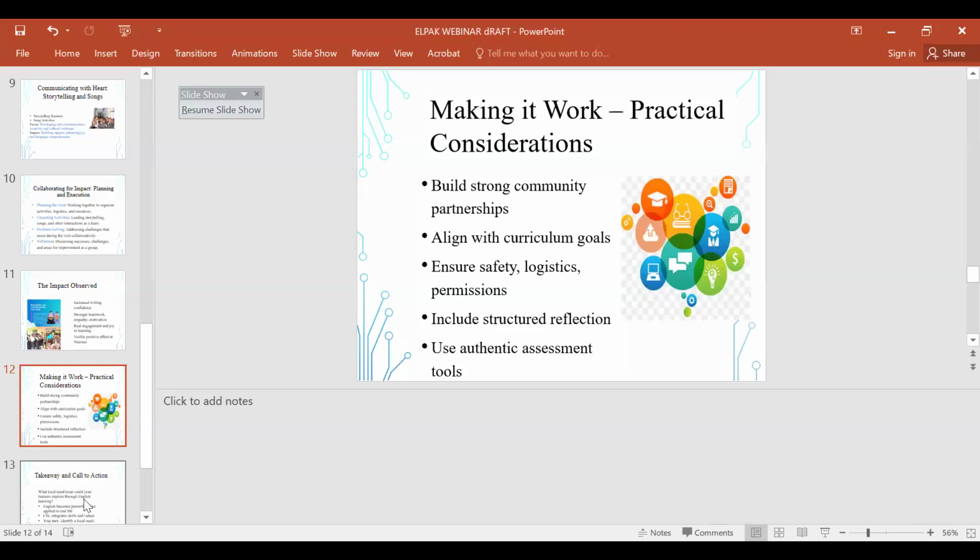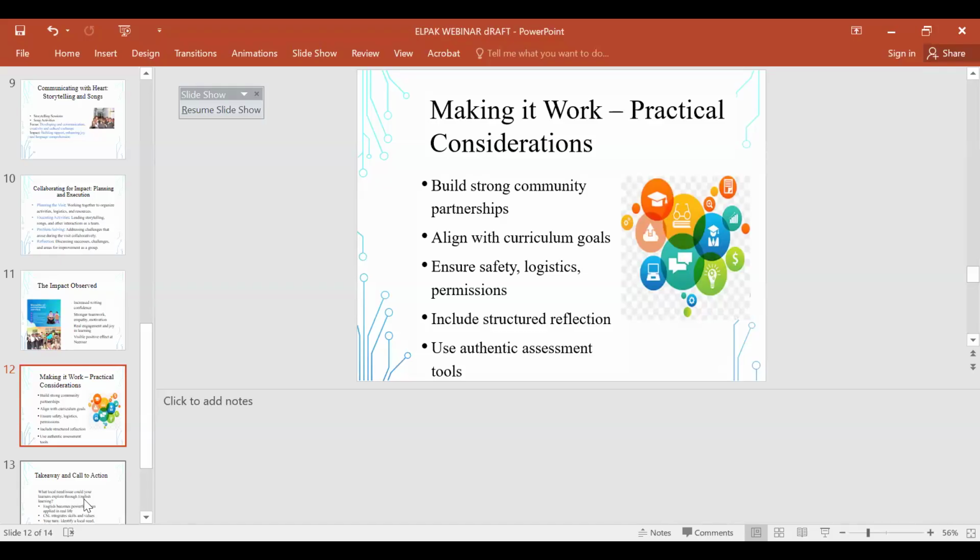So for us to make it work, I have said that we need to build strong partnerships with the community, with the administration, in order to get the support. But as much as we are doing this, we also need to remember to align our goals with the curriculum goals, so that it is not just a service for the sake of it, but we align whatever it is that we are doing with the curriculum goals, which I believe I have mentioned.